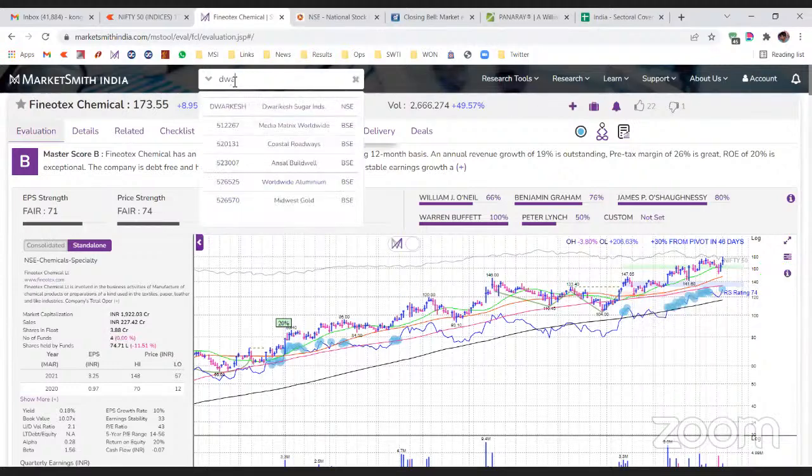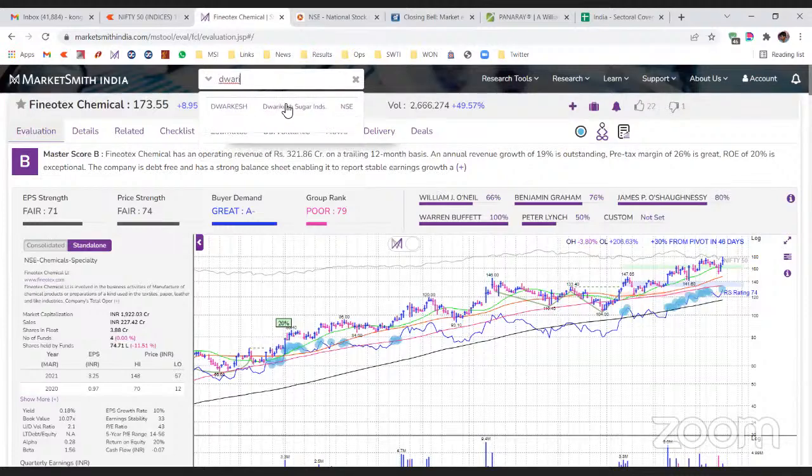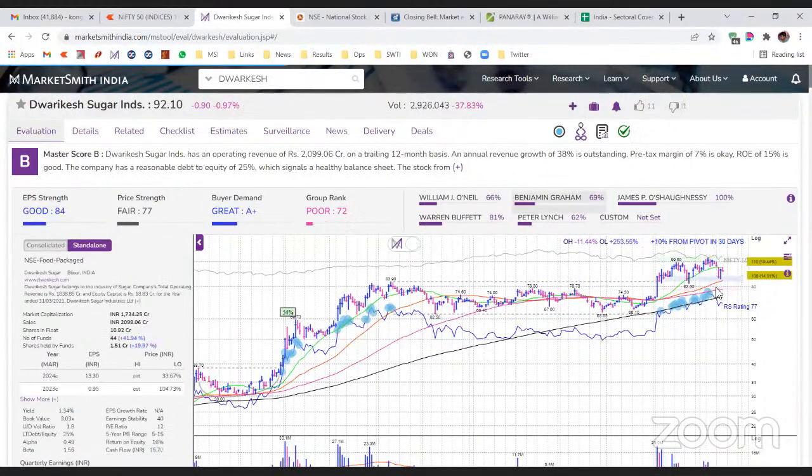I'll take Dwarikesh as well. Yeah, and GMDC as well after Dwarikesh. Okay, Mayuresh, I'll do that.